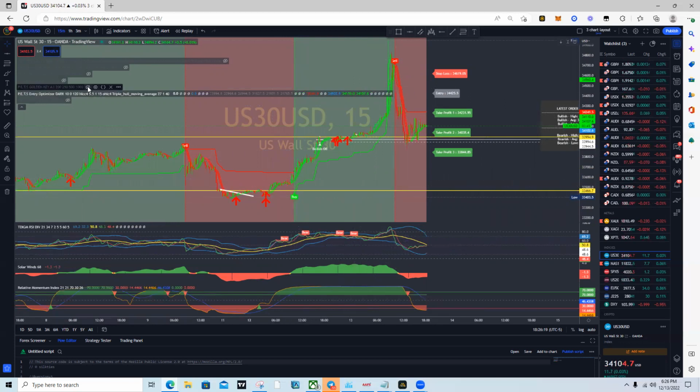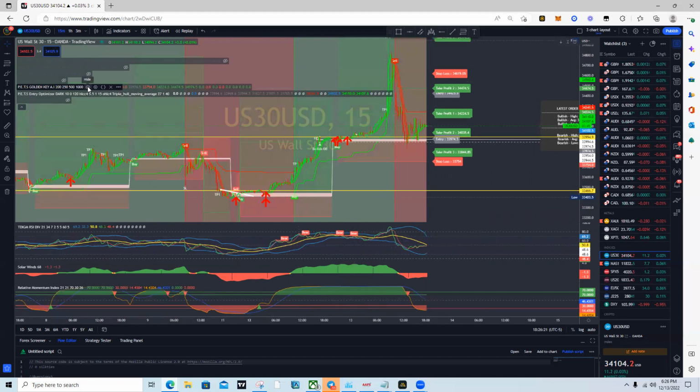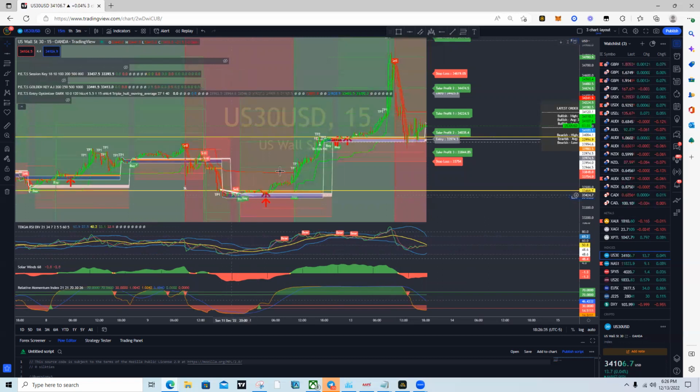Let's pull up the golden key. Notice where the buy is at. You got the technicals breaking. You got your entry. You got your optimal entries coming in. You got your buy from the golden key. You got your buy from the session key, and then you get another buy from the entry optimizer to confirm the trend, and it took off.